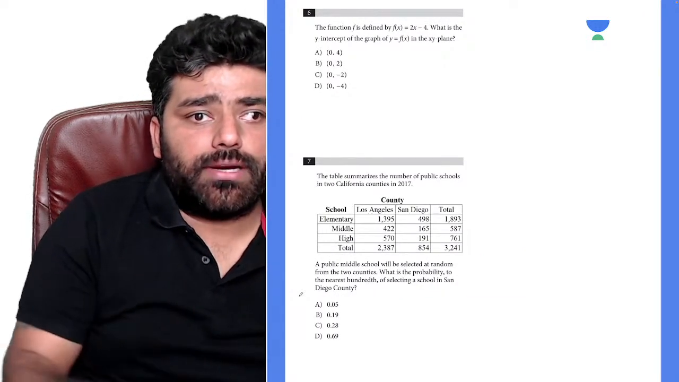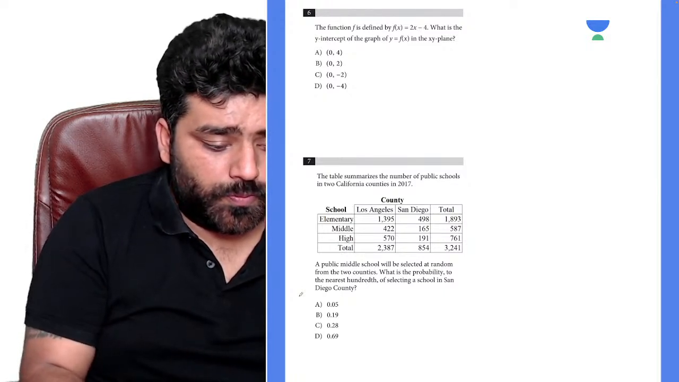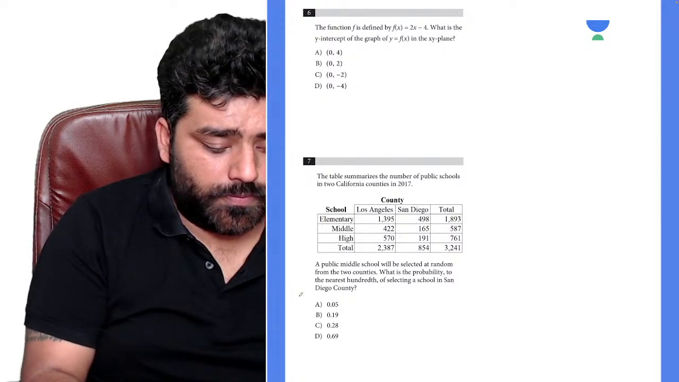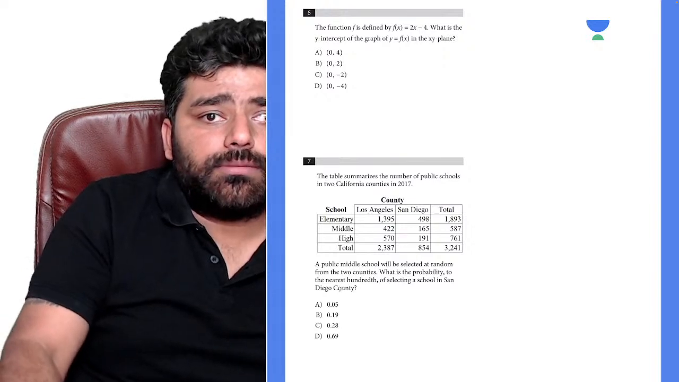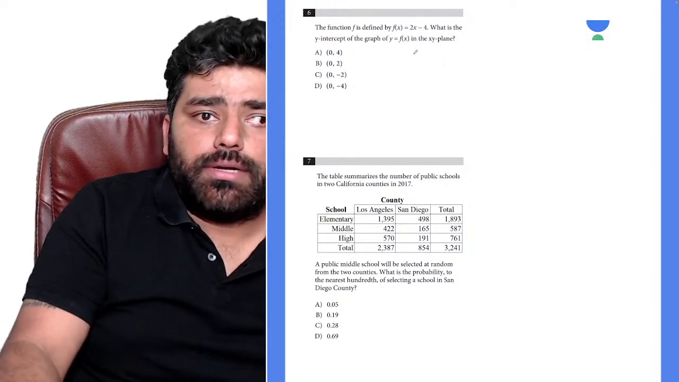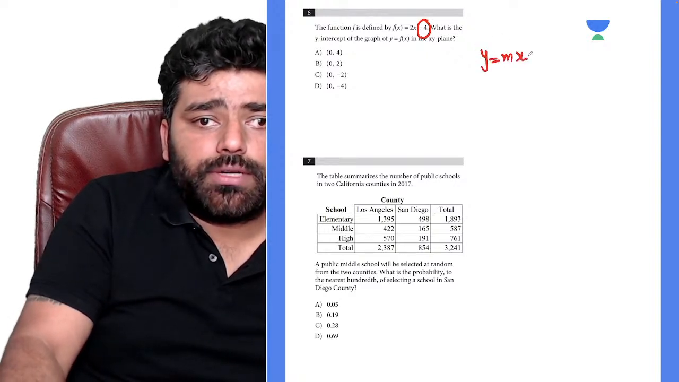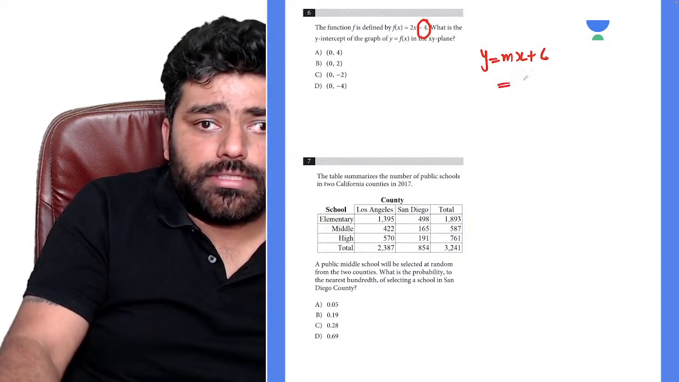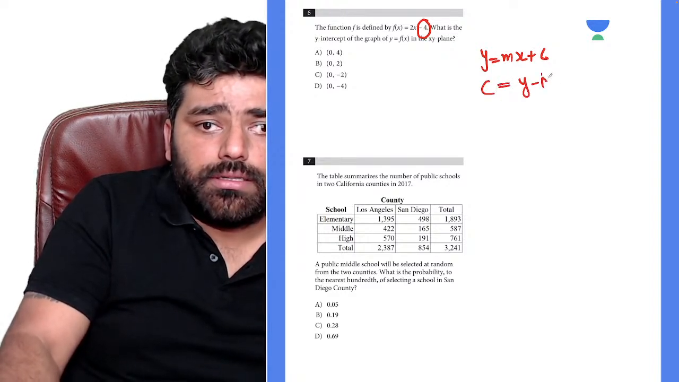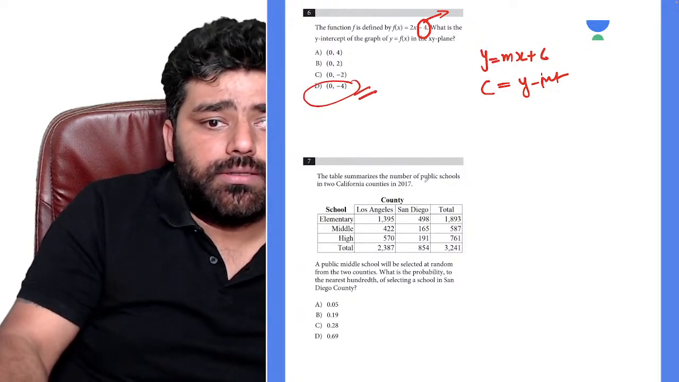The function f is defined by f(x) = 2x minus 1. What is the y-intercept? Okay, the y-intercept is negative 4, because y is equal to mx plus c, or mx plus b, is the slope-intercept form. So c is the y-intercept there. So in this case the y-intercept is negative 4. So that is (0, -4), right.